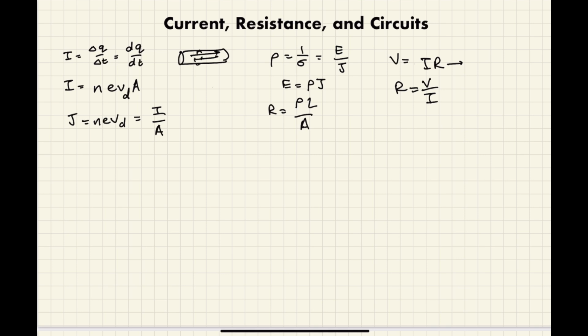Now, you call a device ohmic if it follows Ohm's law. Some devices don't because of resistance and just edge effects, some physical processes, friction, things like that. But most devices and most problems you'll encounter are ohmic, which means Ohm's law applies, and you can use this to calculate whatever you need to.